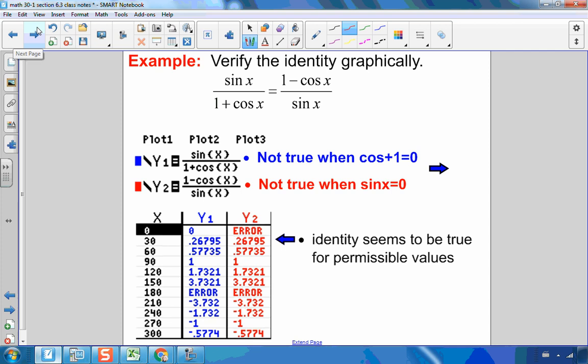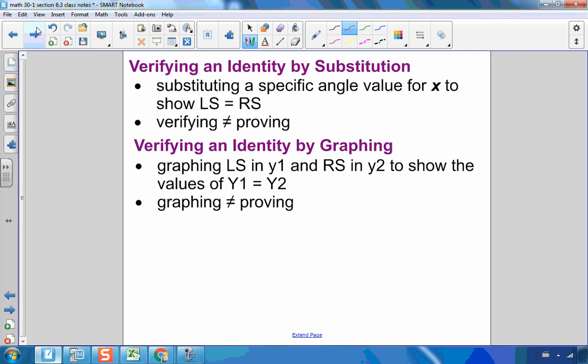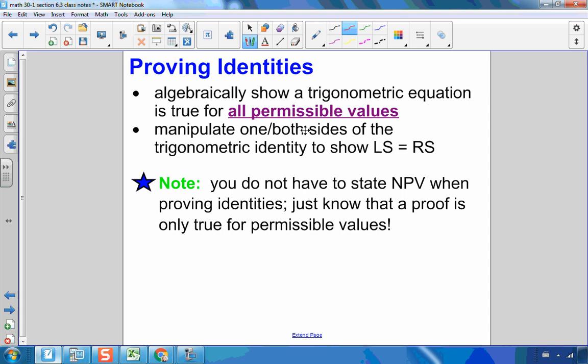So if I can't prove it with a specific value, or in this case graphically a lot of specific values, I have to go through and look at another way of doing it. So this is just verifying. Substituting a specific value in or graphing is just verifying. It is not proving. So please remember, verifying is not proving. We're going to talk about proving.